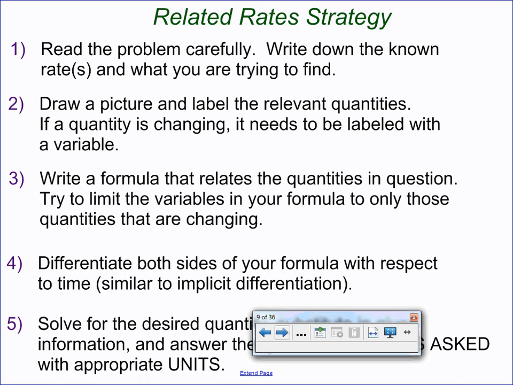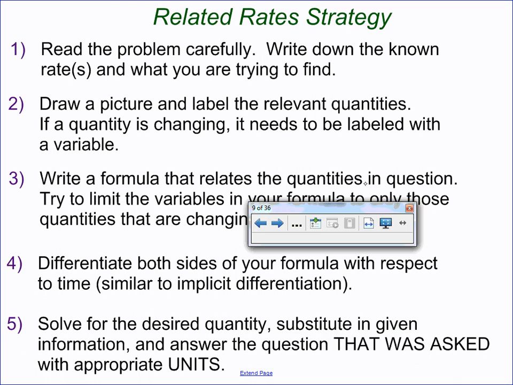And so, if a quantity is changing, it has to be labeled with a variable, and you can't fill in a number to your picture. Write a formula that relates the quantities in the question, and this is my favorite step. This is where we draw on all our wealth of knowledge from geometric formulas that we've seen in the past. We're going to try to limit the variables in our formula to only those quantities that are changing. That'll be less variables to differentiate with respect to time and a simpler derivative.